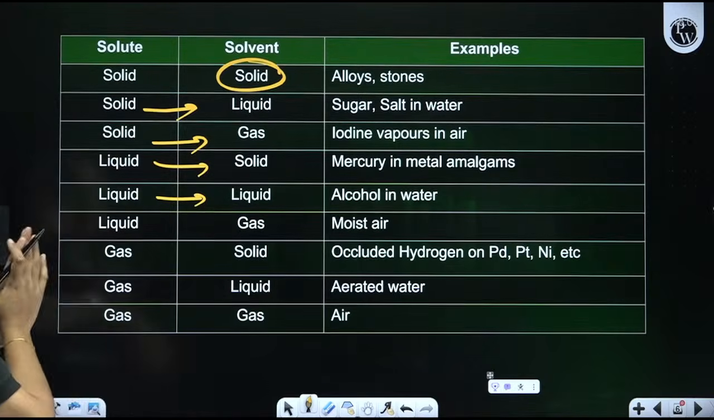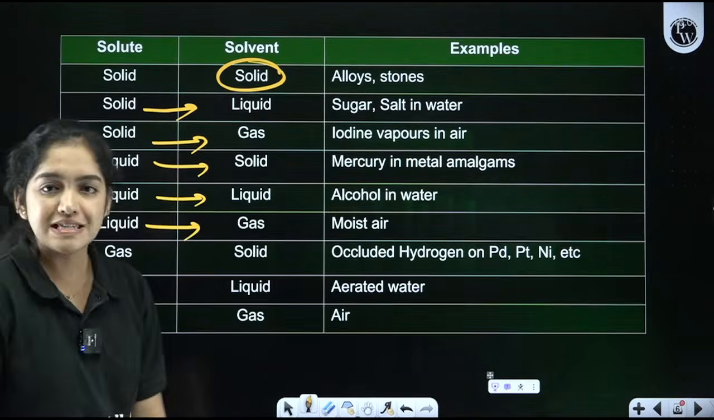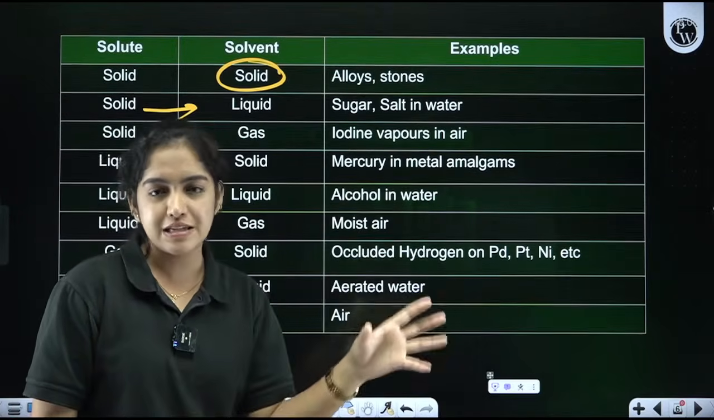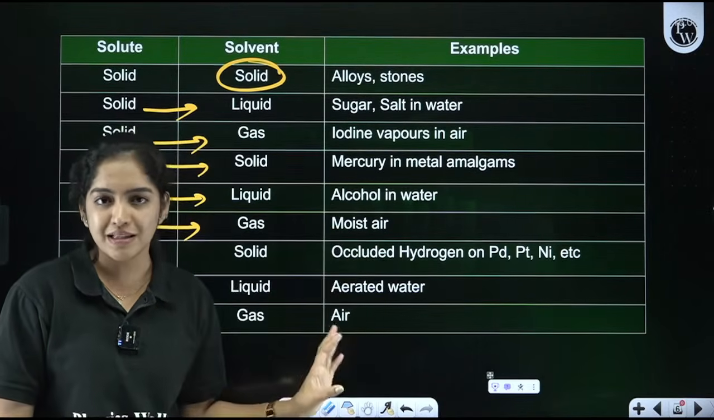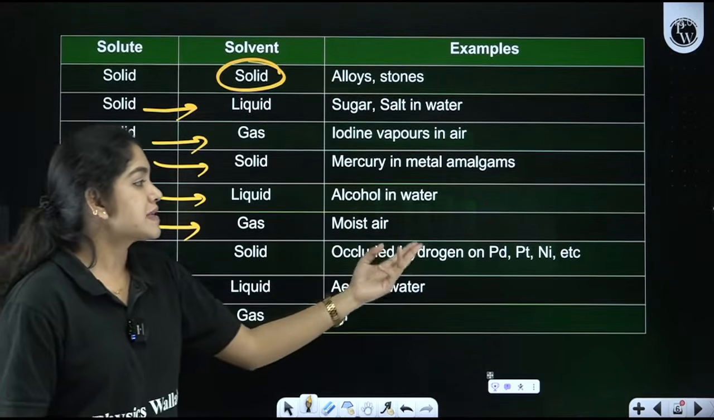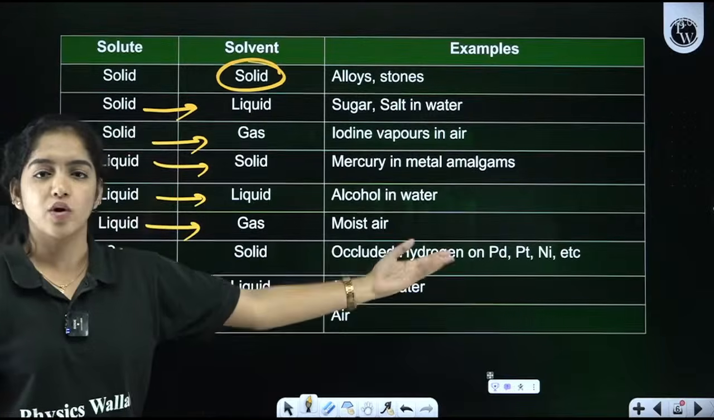Then the next one is liquid and gas. Moist air. Just look around us during the humid or rainy season, the moist air will be there. In the air, water content will be there. That is liquid in air. Then the next one is gas and solid. That means hydrogen on palladium or platinum or nickel.